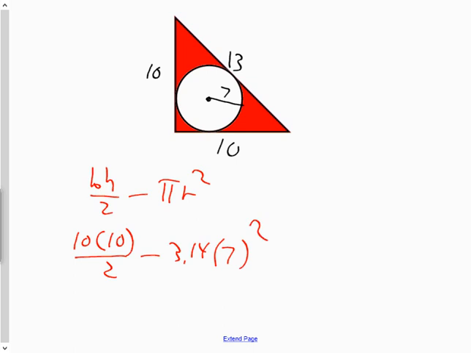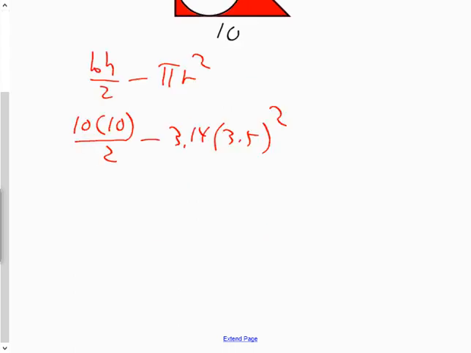which is 7 squared. Uh-oh, I just realized what's going to happen. I made a mistake. I'm supposed to use the diameter. Oopsie daisy. Okay, so 3.5 squared. Hopefully this works out okay. I don't even think it's going to work out still, is it?